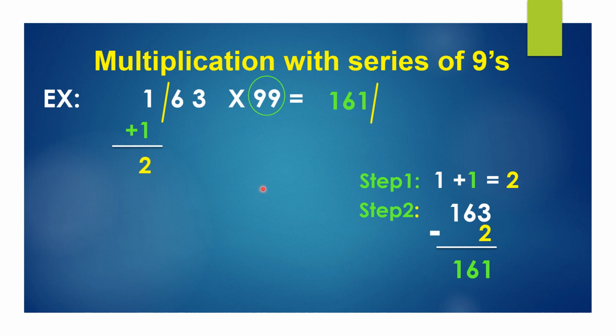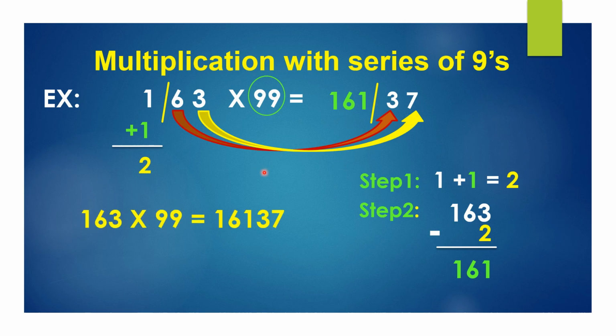The second part: how much should be added to 6 to get 9? 3. 6 plus 3 is 9. Now the next one, Charamam Dashataha, last number. How much should be added to 3 to get 10? It is 7. So the product is 16137. 163 into 99 is 16137.